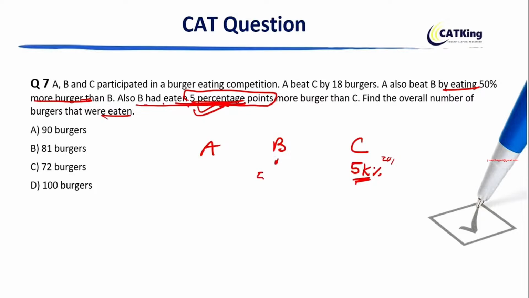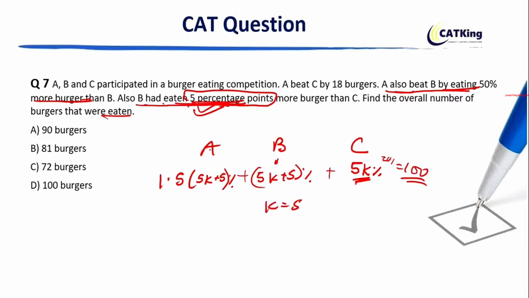So B has eaten how much? 5k plus 5 percentage. Everything is in percentage, guys. And also A beat B by eating 50% more burgers. So A is eating 50% more. So 1.5 times of what? 5k plus 5. Correct? Percentage. This is some percentage, this is some percentage, this is some percentage, right? Addition of all these three will be equal to 100%. So from here you can simply calculate the value of k, which is 5.